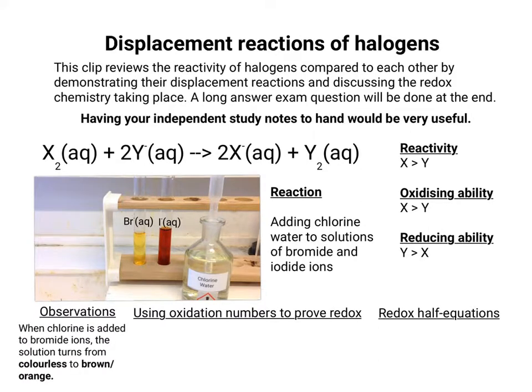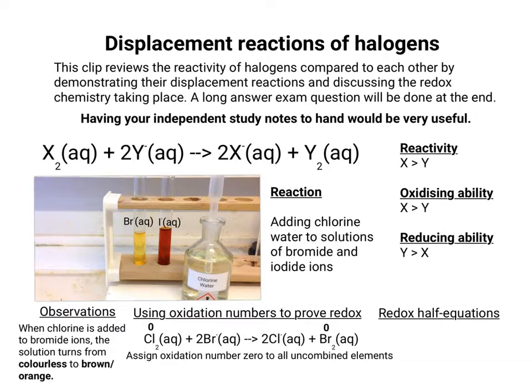So let's now look at the observations. When chlorine is added to bromide ions, the solution turns from colourless to a brown-orange colour. In terms of using oxidation numbers to prove redox, the best thing to do is to start by writing an ionic equation for what's happened, and then you can assign the oxidation numbers and see what the changes are.